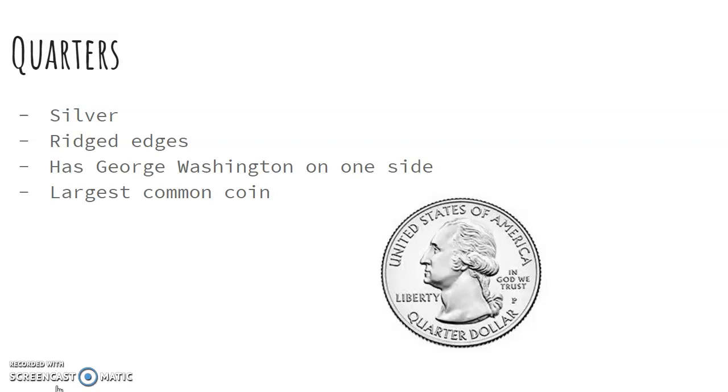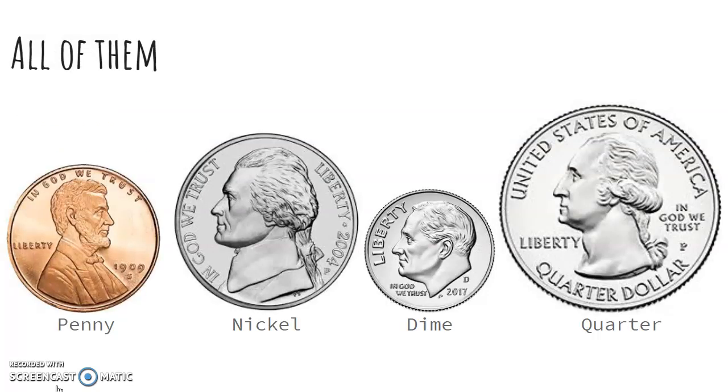So, this is a comparison of all four of them together. On the far left, you have the penny, and then you have the nickel, and then the dime, and the quarter. And you can kind of see how they compare in size to one another.